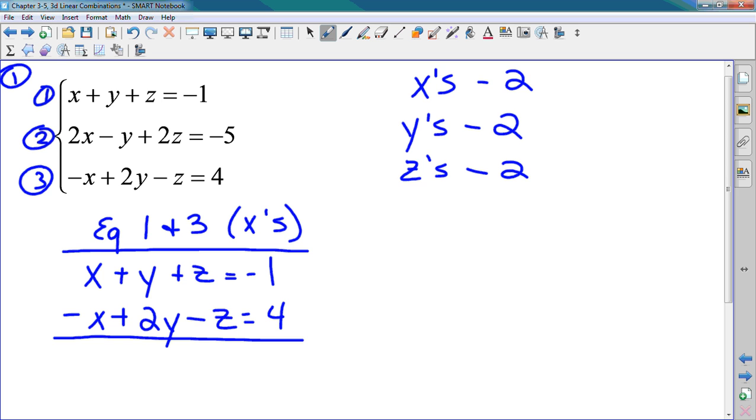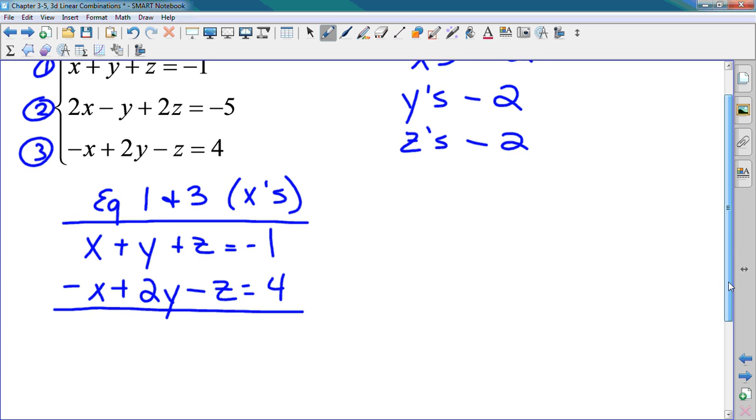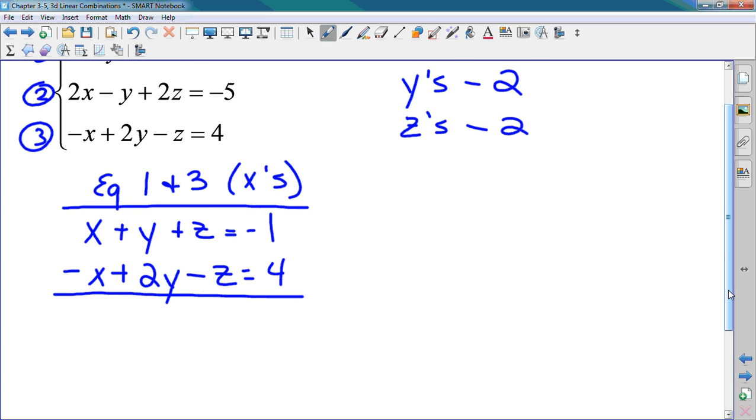What? Oh, no, I thought you wanted the answer. No. Okay, add them together. x plus negative x cancels out. y plus 2y is 3y. z minus z, those cancel out too. That's very convenient. You'll see why here in a second. So I have 3y equals negative 1 plus 4 is positive 3.